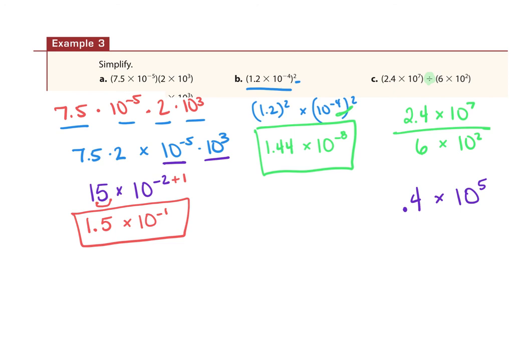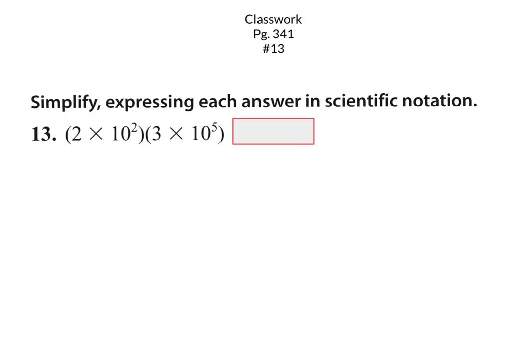Now, is this in scientific notation? No. What do I need to do? Move it 1 decimal. This is smaller than 1, so I need to subtract 1, right? It would be a negative movement there. All right, so this is going to be times 10 to the 4th. Does everybody see what we're doing here? All right, so I want you to try some of these. Or one of them, I guess.